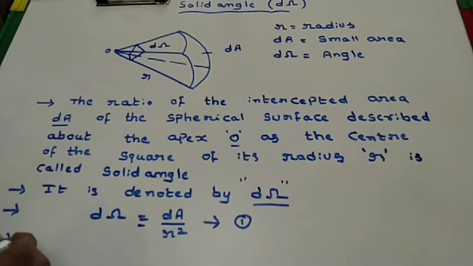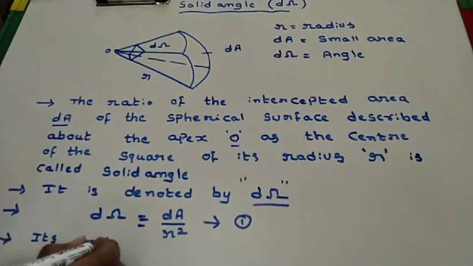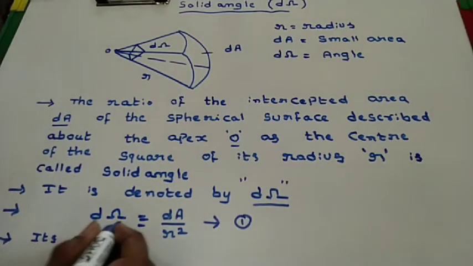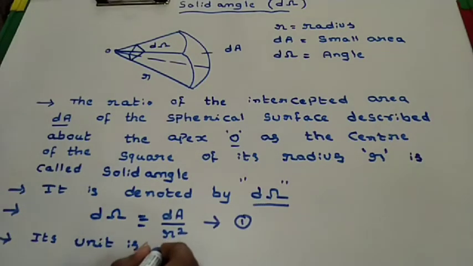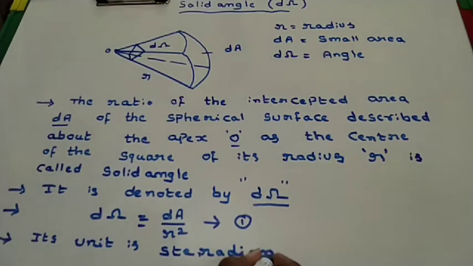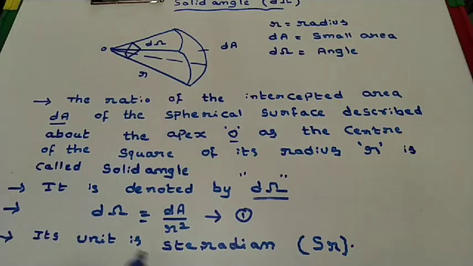Next point. Its unit is steradian, which is denoted by capital S, small r.